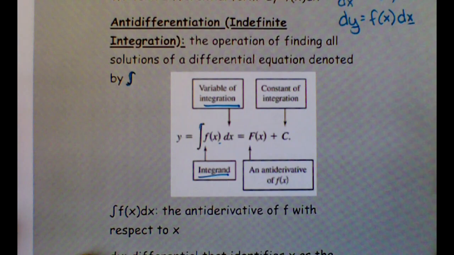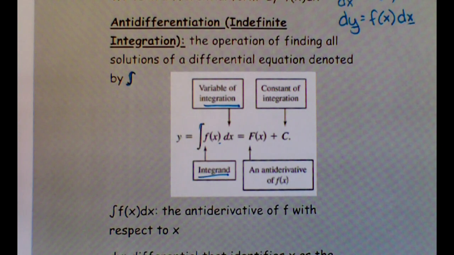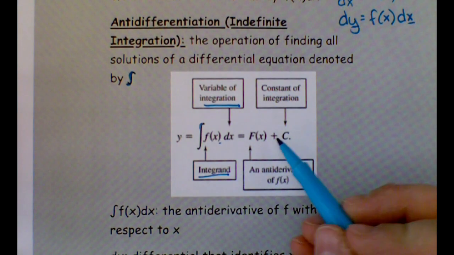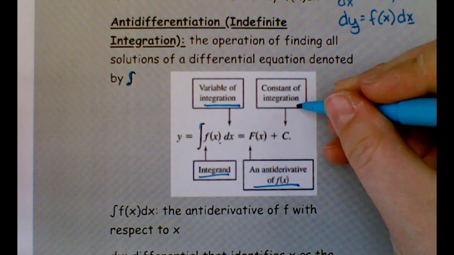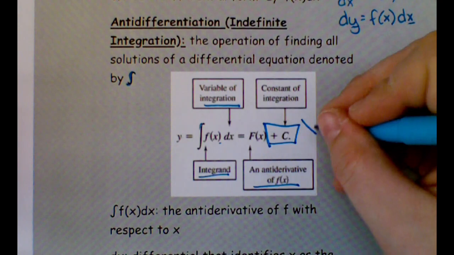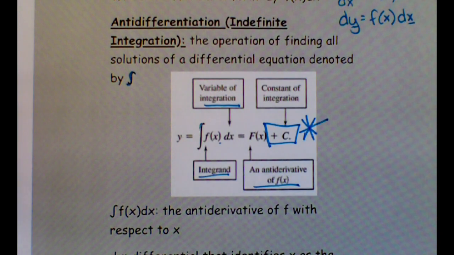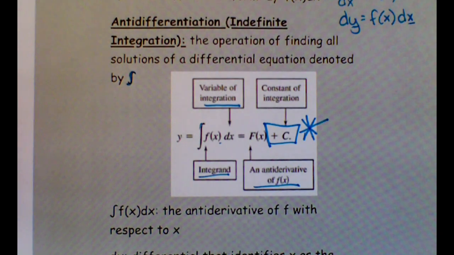That's your variable of integration. You always have to label what the variable of integration is. Always, always, always. It's not correct without it. And that'll equal capital F of x, which is an antiderivative of lowercase f of x, plus c. Don't forget that plus c. It's very common for people to forget the constant of integration.